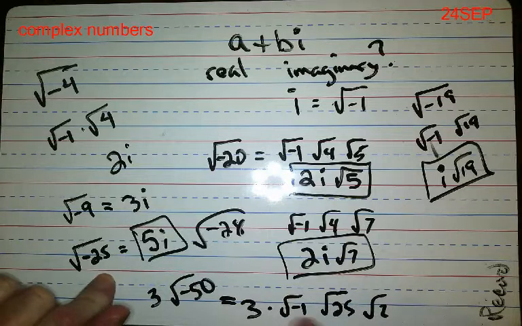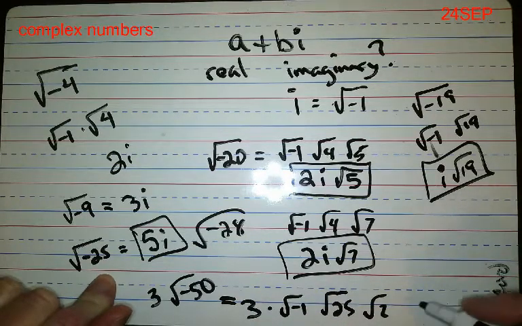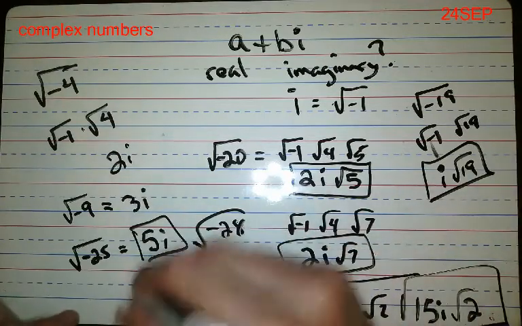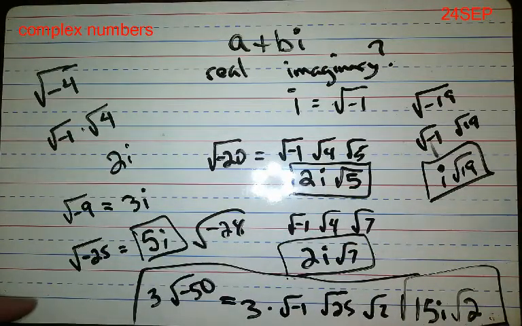The square root of -25, that's 5i. Times 3. So 5 times i times 3, that would be 15i radical 2. Yay! So that's that one. Okay?